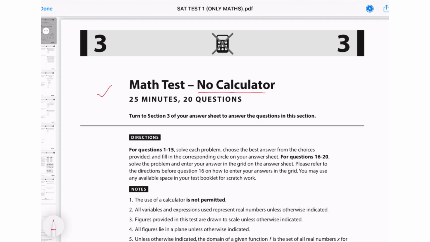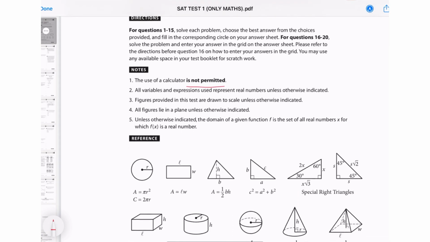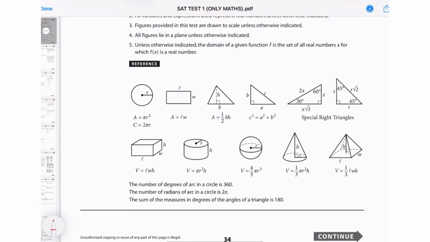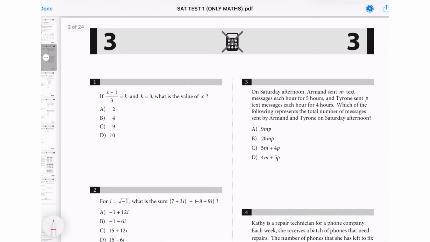So here let us start. In this test paper we have a time of 25 minutes and 20 questions are to be attempted. Calculator is not permitted. And this is the reference. For references, these are the formulas which are given. You can go through this, and now let us start the questions.